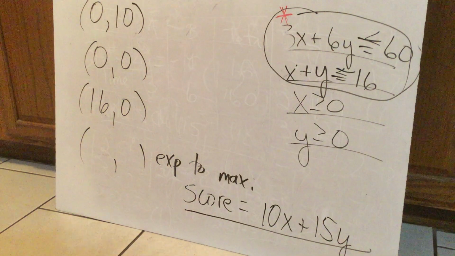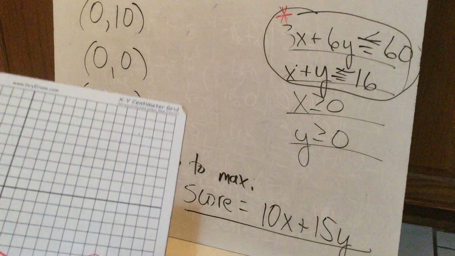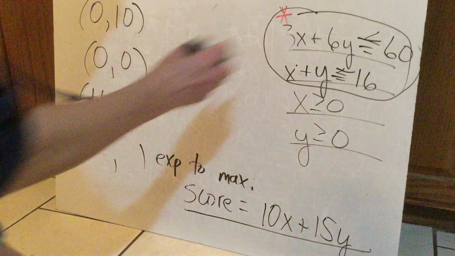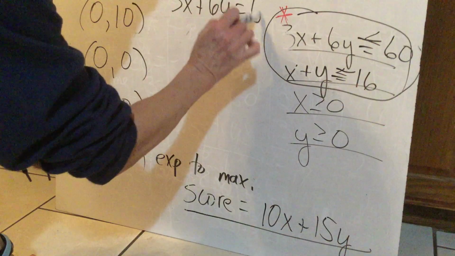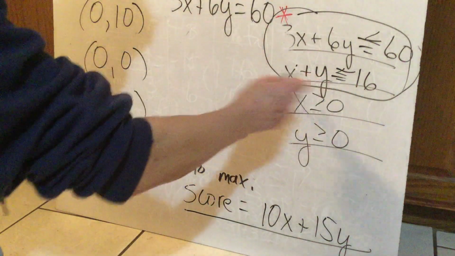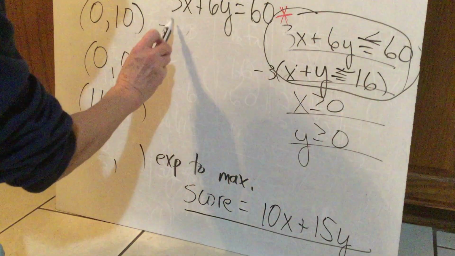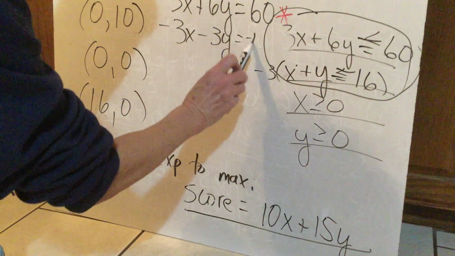Now again, I'm telling you guys, if you can tell from your graph where it is, that's fine. But this is my grade. I really want to do well, so I'm going to actually work it out. Okay? So I'll go ahead and do it up here. I have 3x plus 6y equals 60. And then I think I'm going to multiply that one by -3. So it's -3x minus 3y equals -48.